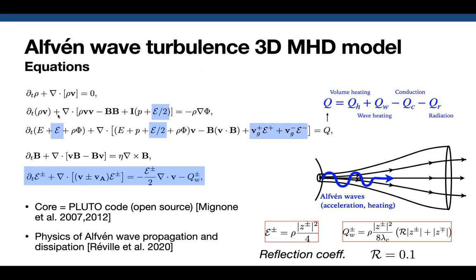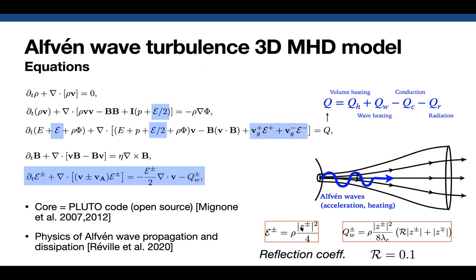So what you see, essentially in blue, is the usual MHD equations. And I've added to that the physics of Alfvén wave propagation, and especially of the energy of the Alfvén wave packets. And these are the E plus minus that you see there. And what I kept from the previous equations is essentially the WKB part and the dissipation.